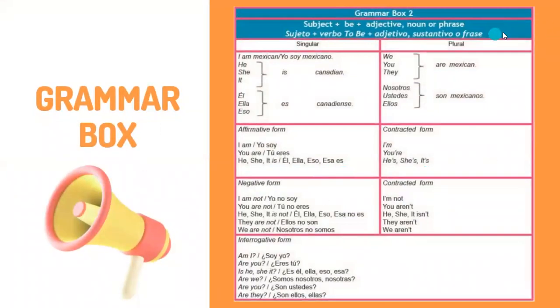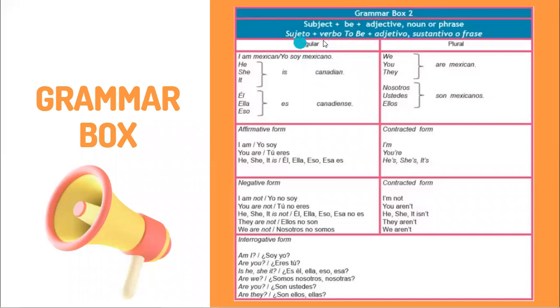Here we have our grammar box, which is very helpful to understand the verb to be. Here we have the singular application of the verb to be and the plural. First, we're going to start with the singular pronouns. I am Mexican, which in Spanish is yo soy mexicano.